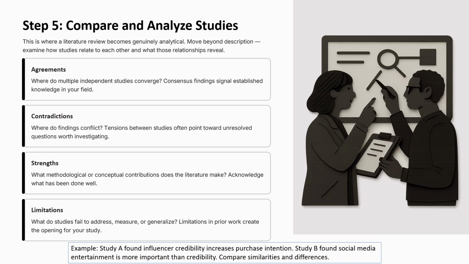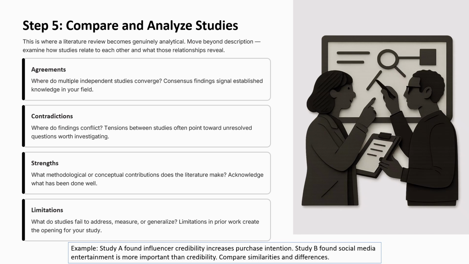Step 5, compare and analyze studies. This stage transforms the literature review from a descriptive exercise into an analytical one. Researchers should identify areas where studies agree and establish consensus findings. They should also examine contradictions and inconsistencies in results. Furthermore, it is important to evaluate the strengths and contributions of existing studies while recognizing their limitations. Through comparison and analysis, researchers can identify areas that require further investigation.